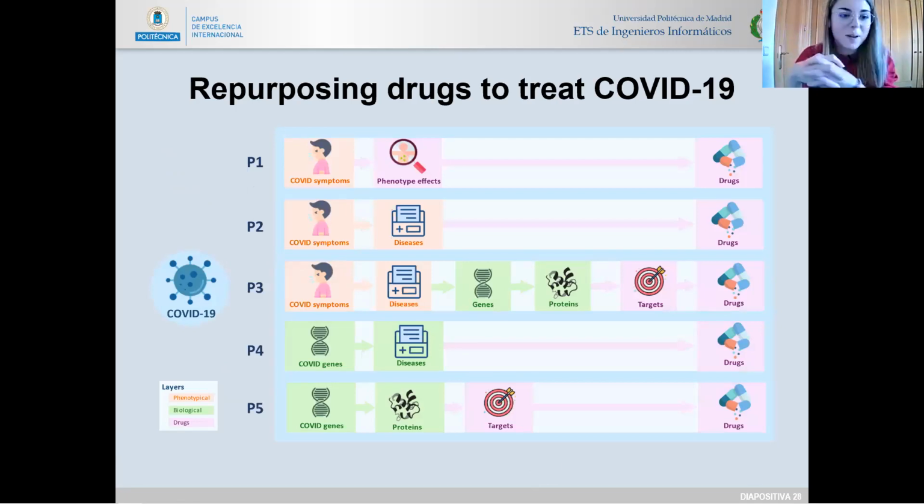This is the pipeline that we are proposing to repurpose drugs with the data that we have. To simplify, they are just little paths of information that start with COVID and end with drugs. The three of the upper part go from COVID symptoms, and path 4 and path 5 start from COVID genes. Okay.